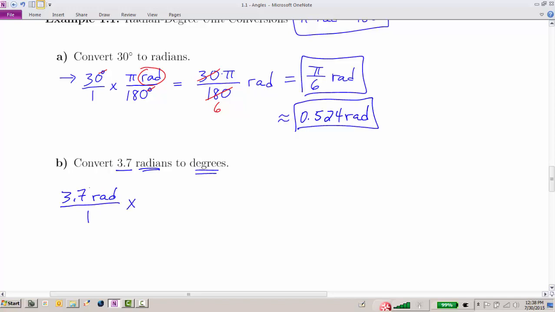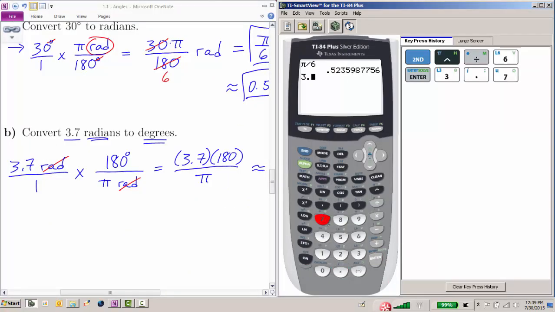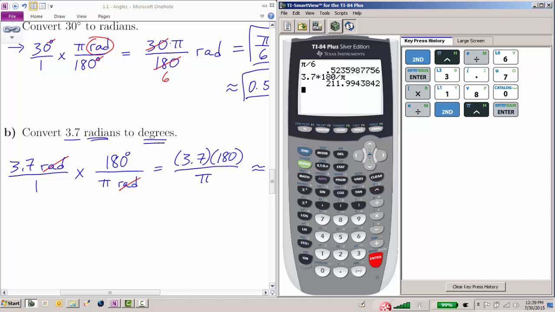This time, since we're starting with radians, then when we make our next fraction that we're going to multiply by, we're going to put the radians on the bottom because we need those to cancel out. So we have pi radians on the bottom, 180 degrees up top. We can see the radians cancel. And now we multiply straight across. So we have 3.7 times 180 divided by pi. And we can get an approximate answer using our calculator. I get 211.99 degrees. We round to the nearest hundredth.